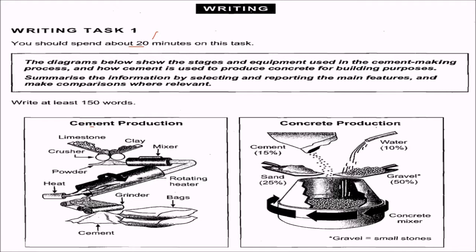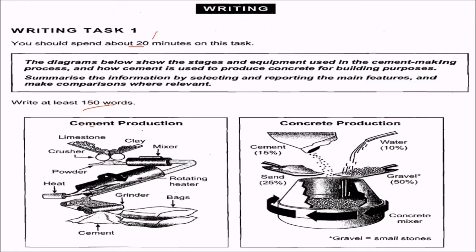This is cement production, this is concrete production, and how cement is used to produce concrete for building purposes. Summarize the information by selecting and reporting the main features and make comparisons where relevant. Write at least 150 words. You may go beyond that, but it should not be more than 160, 165, 170. With fewer than 150 words, marks will be deducted.